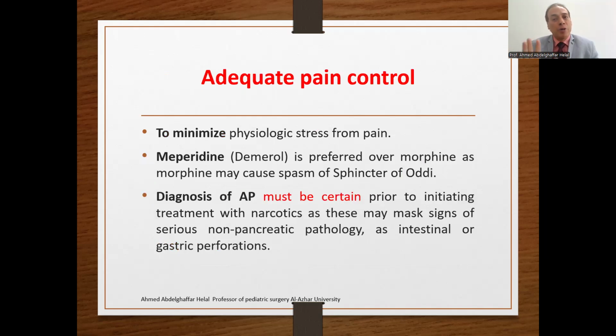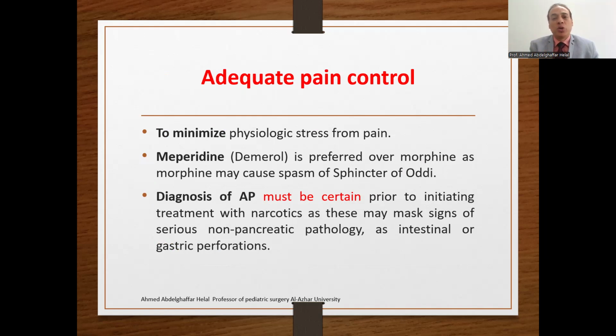Adequate pain control is needed. However, prior to starting any narcotics, you must be sure of your diagnosis of acute pancreatitis, because the use of these narcotics will mask the symptoms of other serious pathology, like perforation or ischemia. So be careful when using these narcotics.